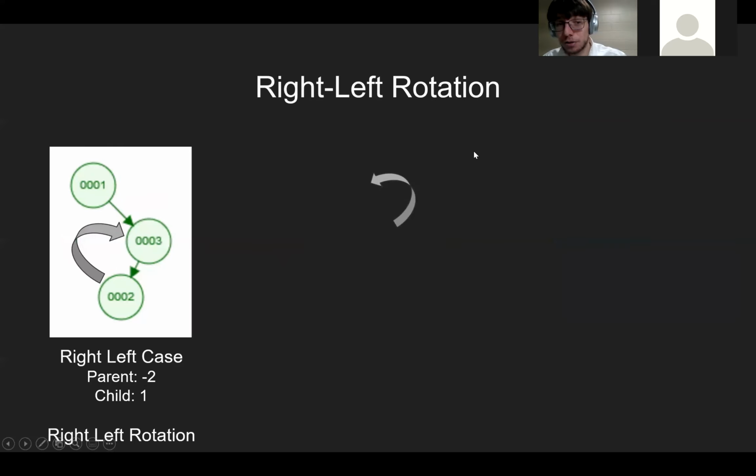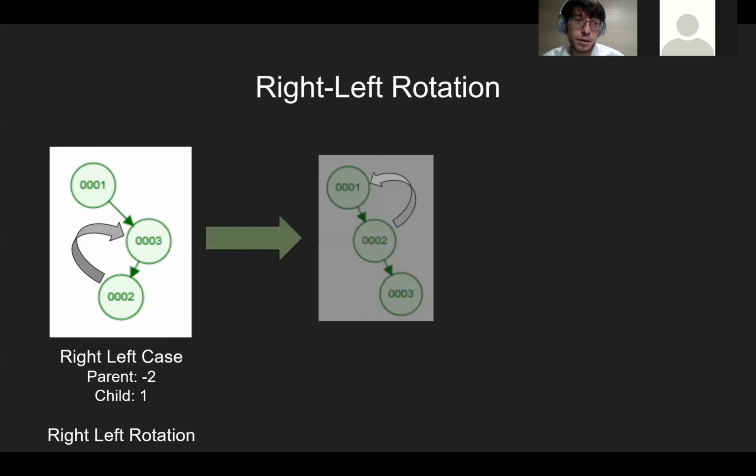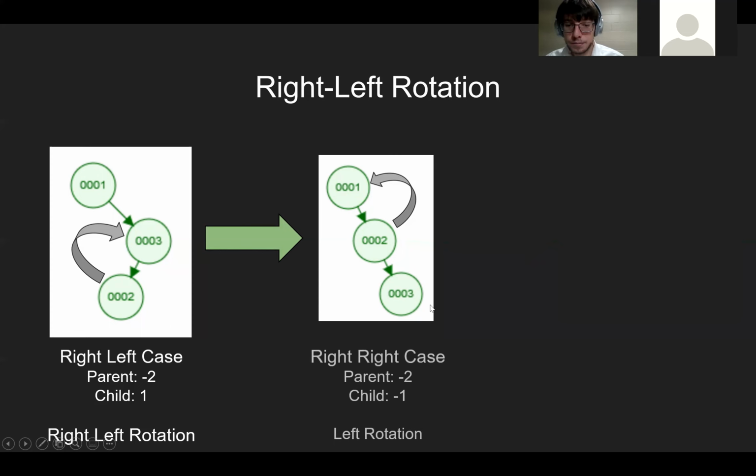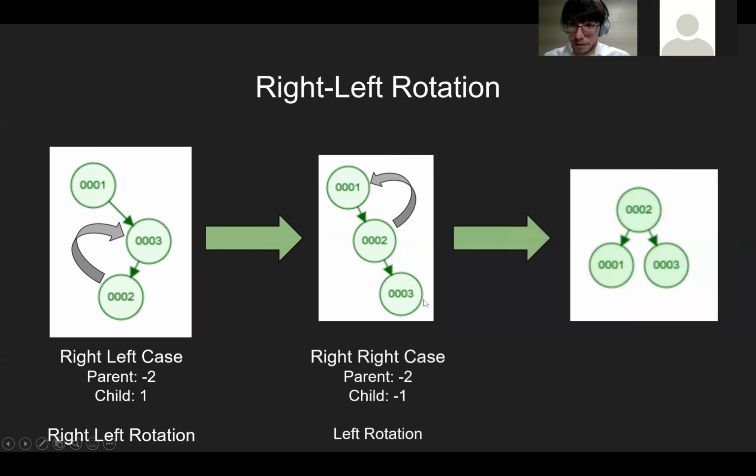But now the right-left rotation is in the right-left case. And it's the same thing, again the inverse of the left-right rotation. So for right-left, the 2 moves up to where the 3 is, the 3 moves down, and we do a right rotation about 3, and then a left rotation about 1. And then that's it.